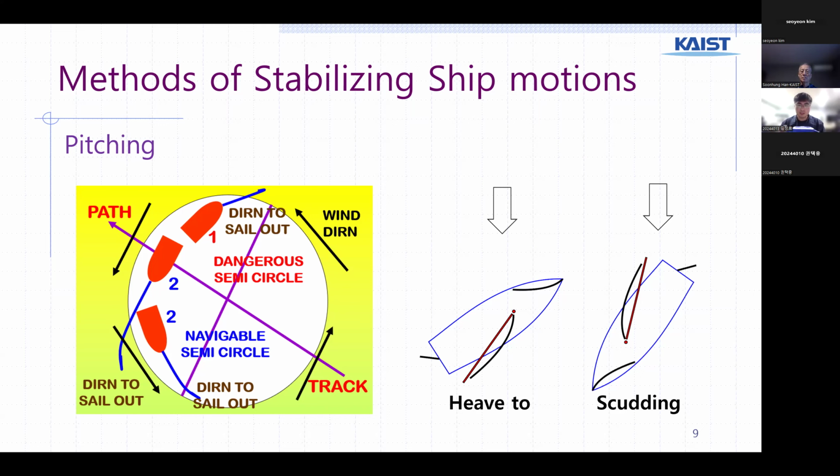First, heave to means facing the wave at about 1/3 of the ship's bow. And scudding means facing the wave at about 1/4 of the ship's stern. Use the best method for the situation to ensure safe sailing.